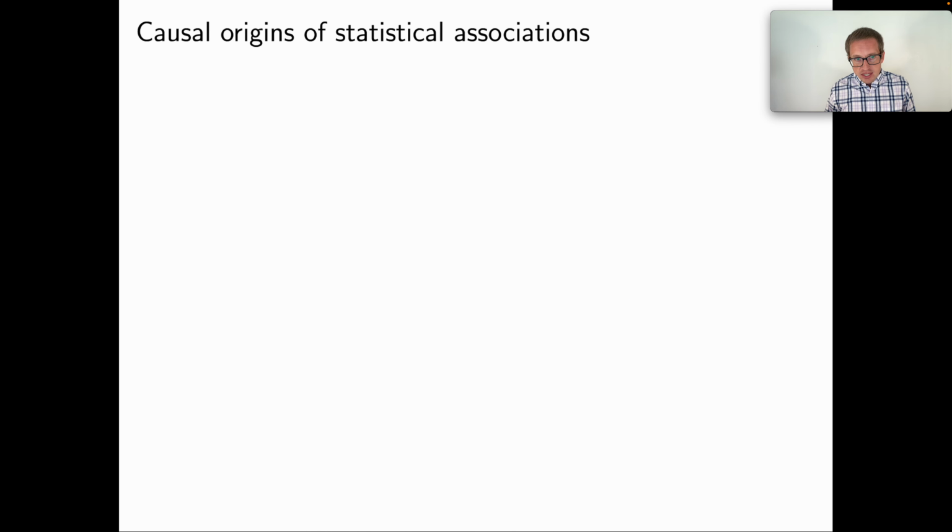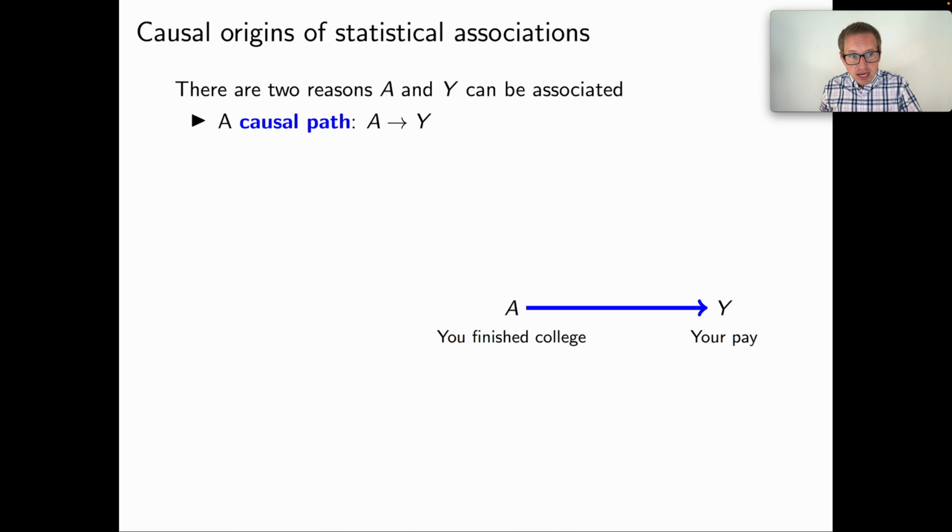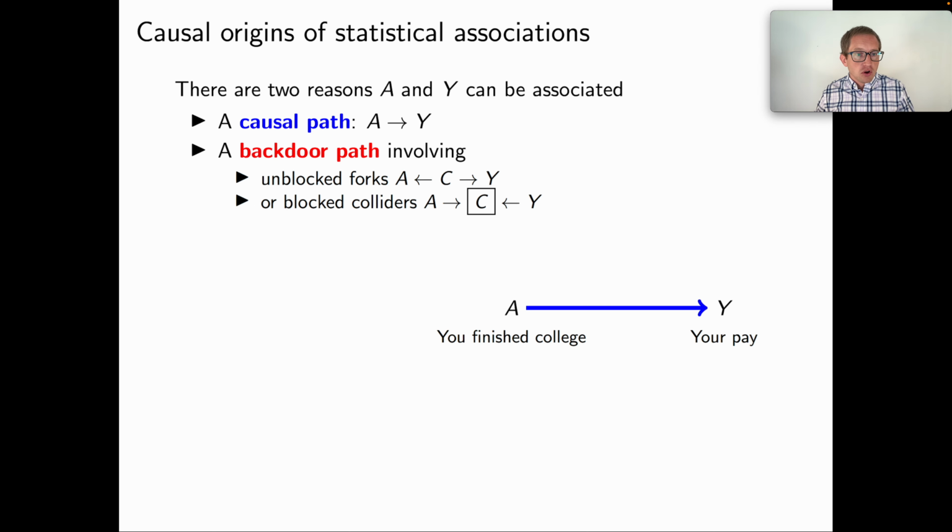The DAG tells us the causal origins of statistical associations. When we think about why the treatment A and the outcome Y are associated, they could be associated by a causal path, such as me finishing college causes me to have higher pay, or through a backdoor path. A backdoor path can involve what's known as unblocked forks and also blocked colliders.